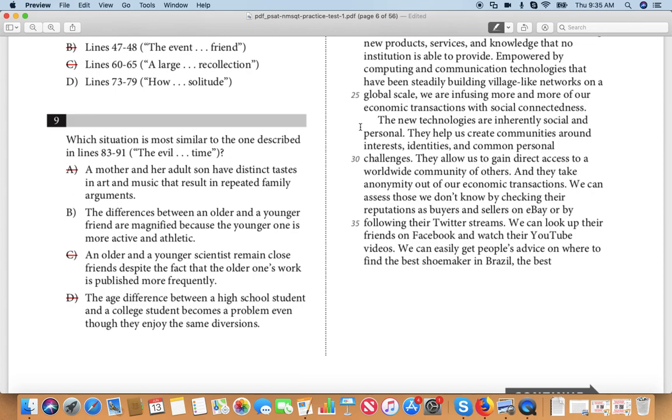The new technologies are inherently social and personal. They help us create communities around interests, identities, and challenges. They allow us to gain direct access to a worldwide community of others.